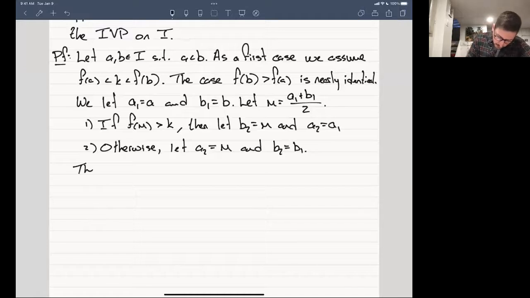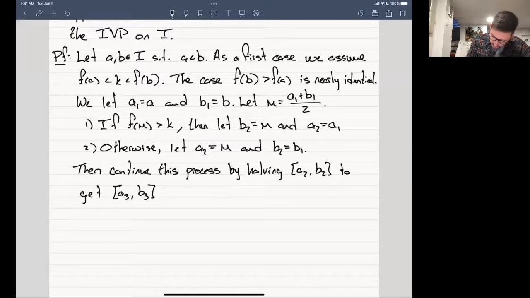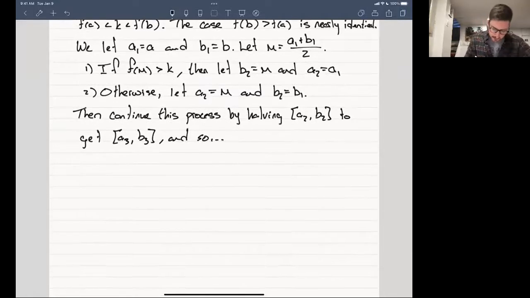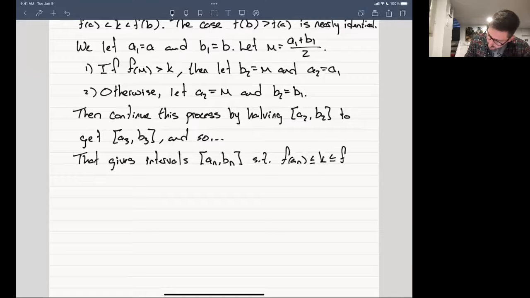So then we continue this process, having a2, b2 to get a3, b3, and so on. I'm just being brief here because we know what's going to happen, but that gives intervals a_n, b_n such that f(a_n) is less than or equal to k, which is less than or equal to f(b_n).